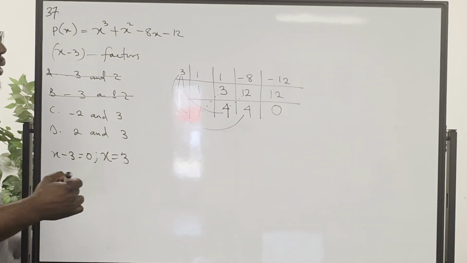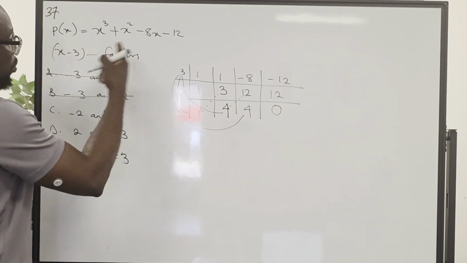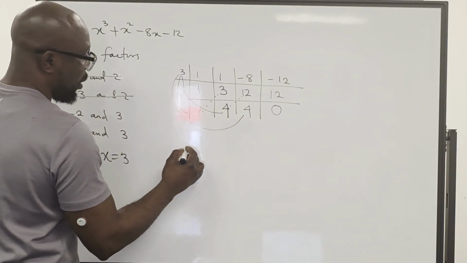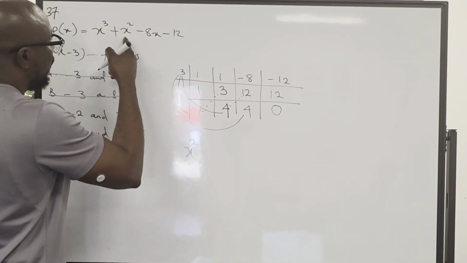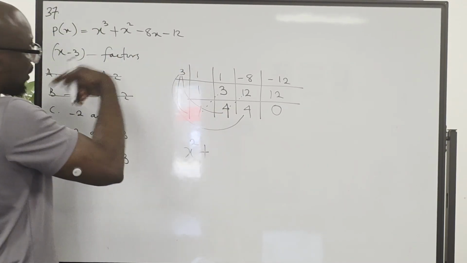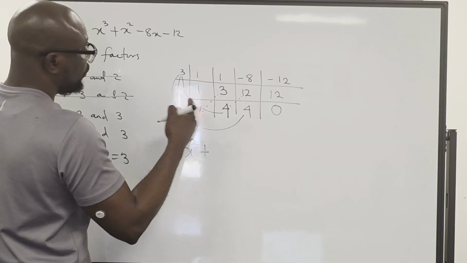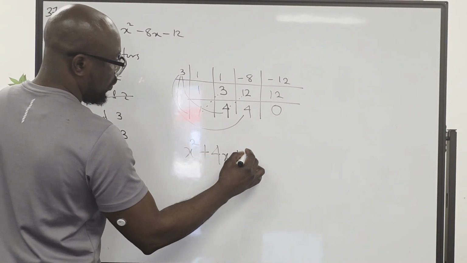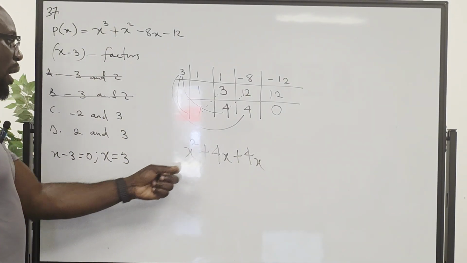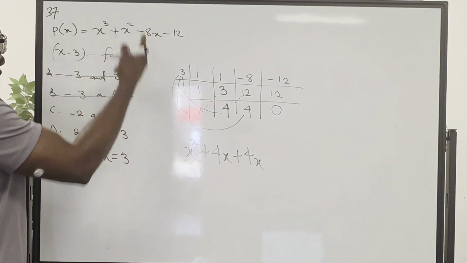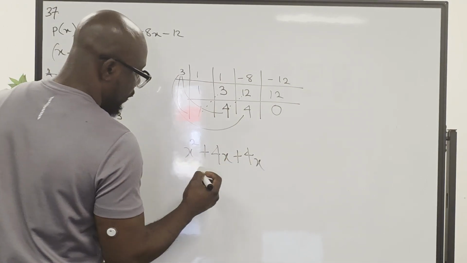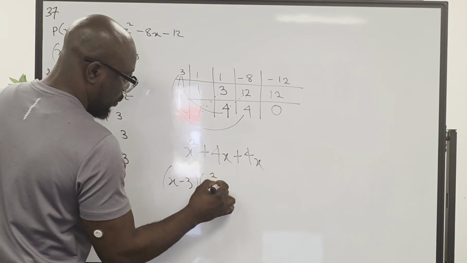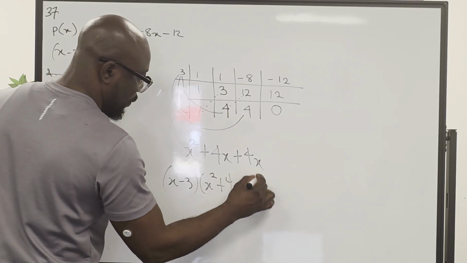So now you can write your factor, because we just used synthetic factorization. So your factor now will be x squared plus 4x plus 4. So that is the factor. So this right here gives two factors. One factor is x minus 3, and the other is x squared plus 4x plus 4.